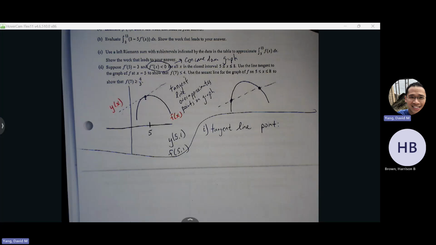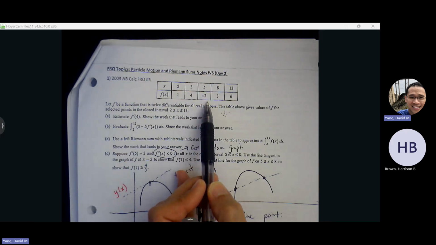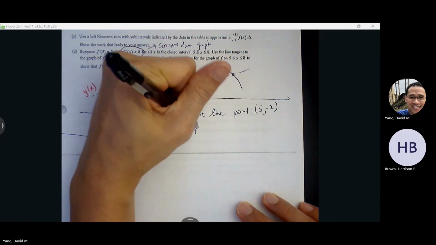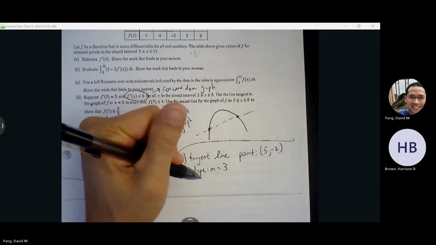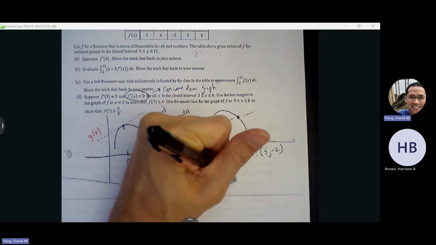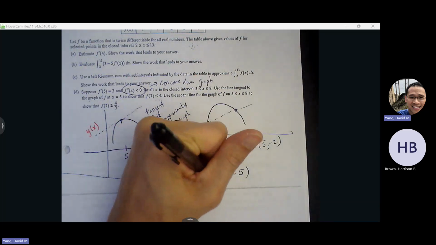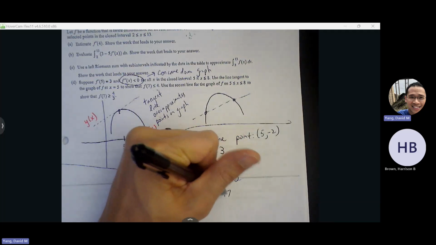So for the tangent line, at 5 my point is the ordered pair 5, -2. And then the slope: f prime of 5 is equal to 3. Okay, so we create our tangent line: y plus 2 is equal to 3 times x minus 5. If I solve for y, y is equal to 3x minus 15 minus 2. So y is equal to 3x minus 17.